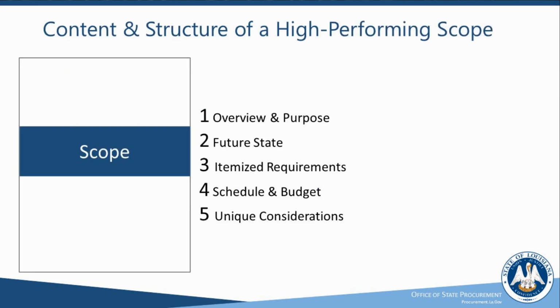So in summary, you have these 5 sections of the scope. That overview and purpose should be no more than 1 page in length. Your future state should be fairly succinct as well, 1 to maybe 3 pages maximum. Your itemized requirements are organized and are going to be focused on your mandatory and desired items. It doesn't have to get into all the other nice to haves. Published schedule and budget constraints, that's usually something that fits on a single page. And then unique considerations, usually a page or 2 as well.